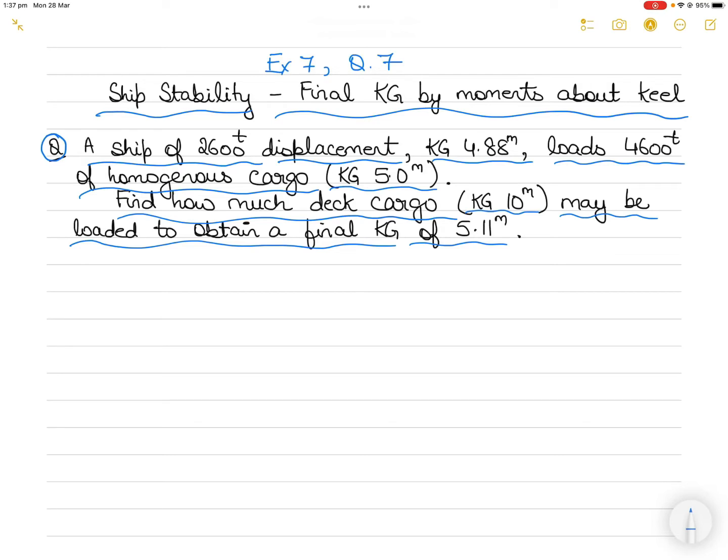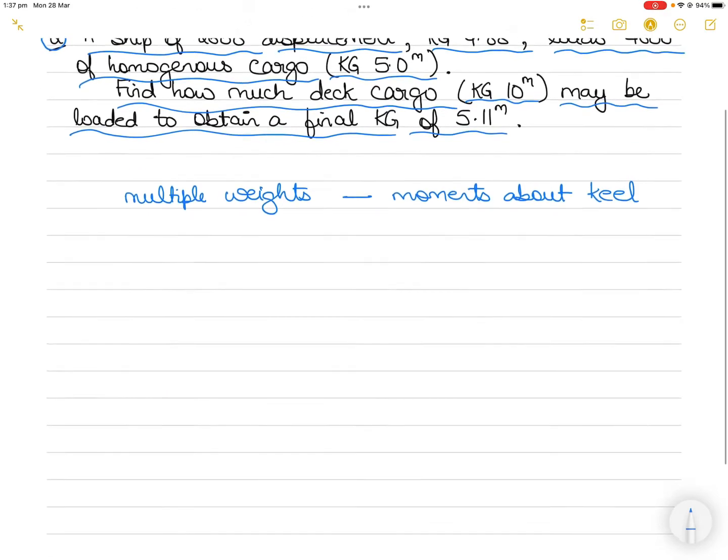Remember that if there is a single weight involved, we use the GG1 formula to find the shift in the center of gravity. But when multiple weights are involved, we use moments about keel. Moments about keel means that we find out the effect that the cargo will have on the ship's center of gravity with respect to the ship's keel.